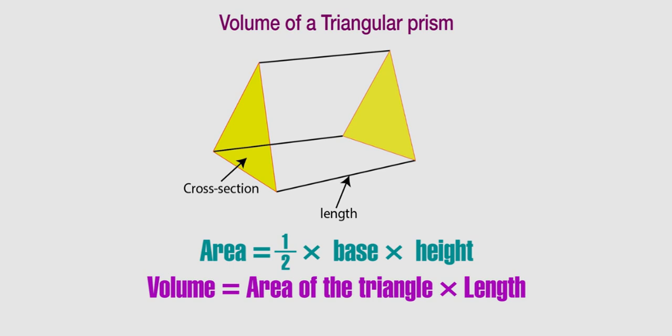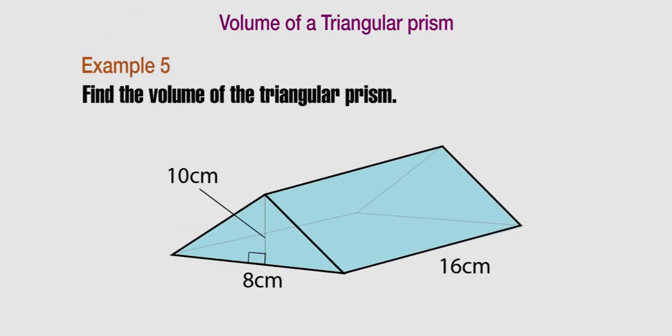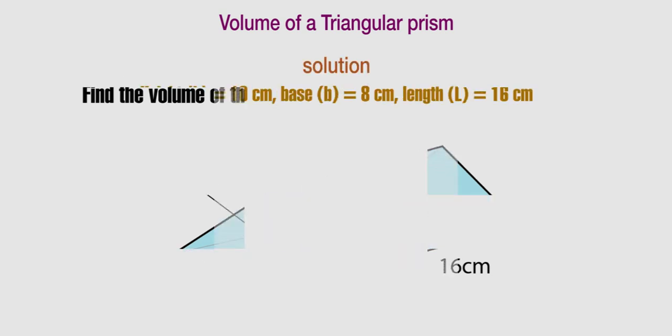Let's look at an example. Find the volume of the triangular prism. The base of the triangle is 8 centimeters. The height of the triangle is 10 centimeters. And the length of the prism is 16 centimeters. Let's look at the solution.